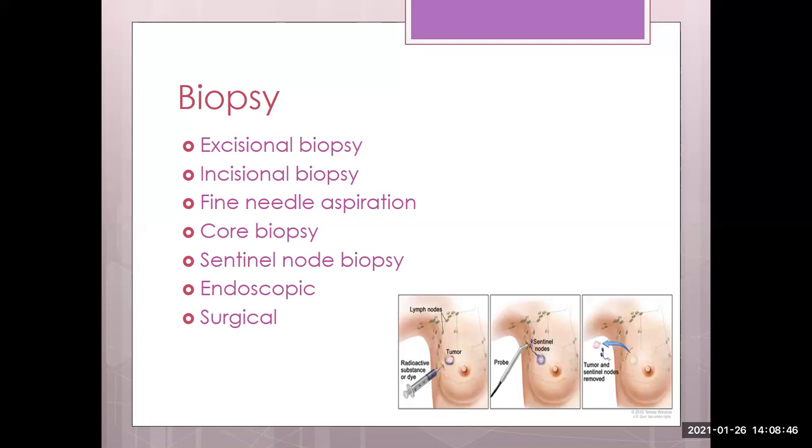Other types of biopsies: endoscopic. So an endoscopic biopsy is direct visualization of the GI tract, so through endoscopy or colonoscopy. And there's also surgical biopsies, like a laparoscopic procedure, where they can go in and remove the tumor.